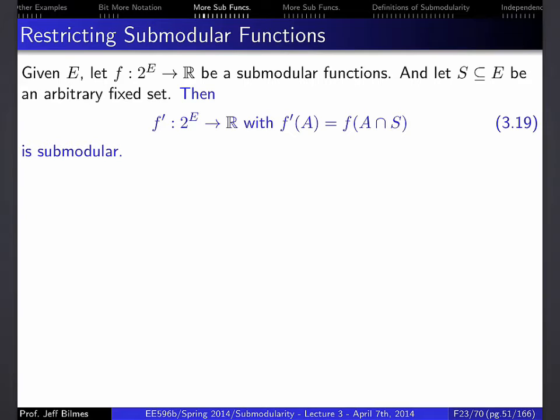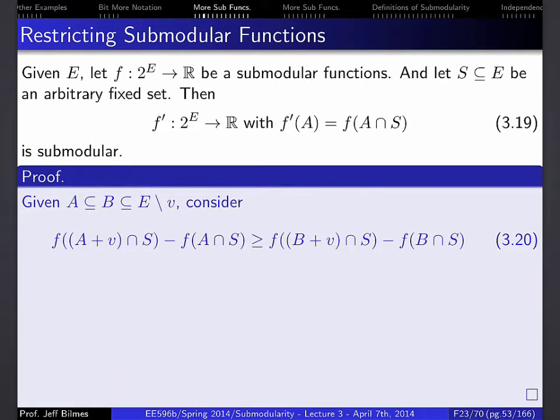This one is an important one. This is restricting a submodular function. It basically says that, let's say you've got some submodular function defined on 2 to the e, and now you have any arbitrary subset S, and now you define a new submodular function which is defined on the same domain, but whose valuations are restricted to only those values that intersect the argument, namely A, and the set S. So namely f prime of A is equal to f of A intersect S. So that also preserves submodularity.